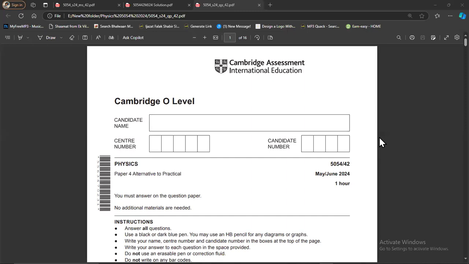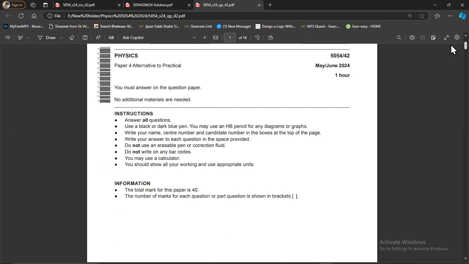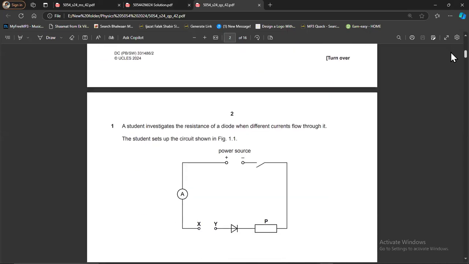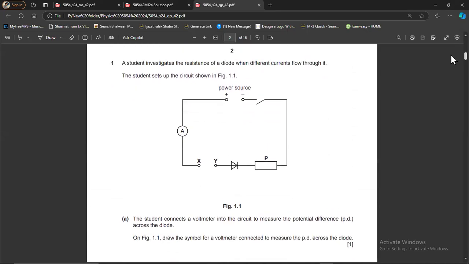So on your screen, May-June 2024 4-2 paper is showing up. The time allowed for this paper is 1 hour, and the total marks for this paper are 40. There are approximately 4 questions. So let's start from question number 1.